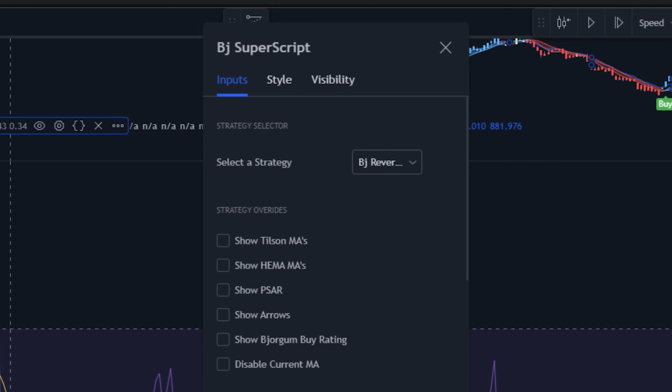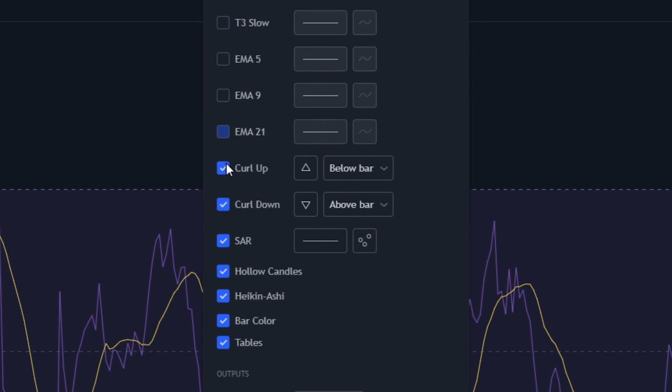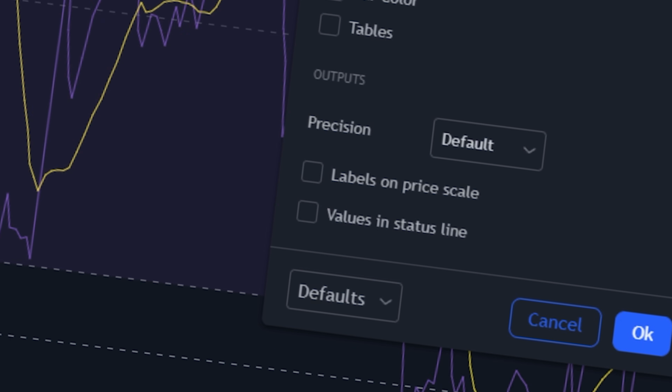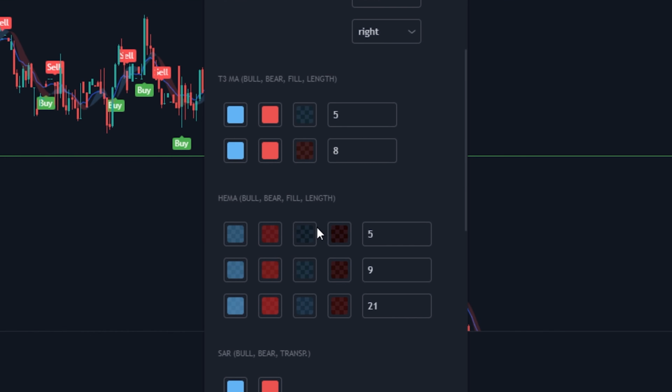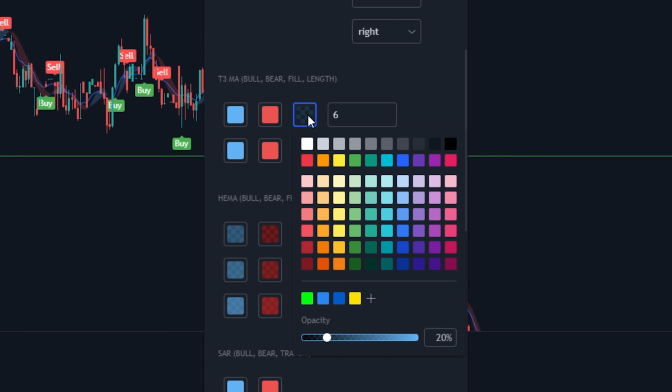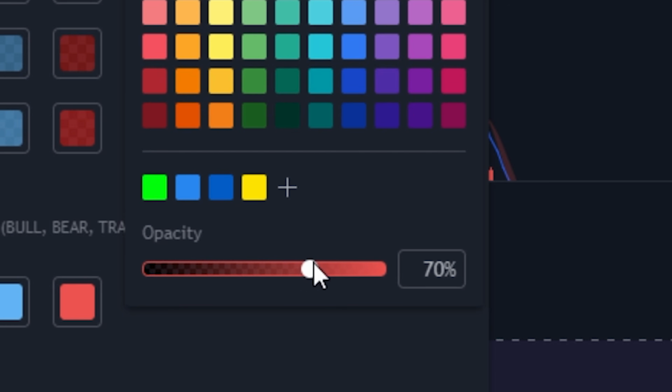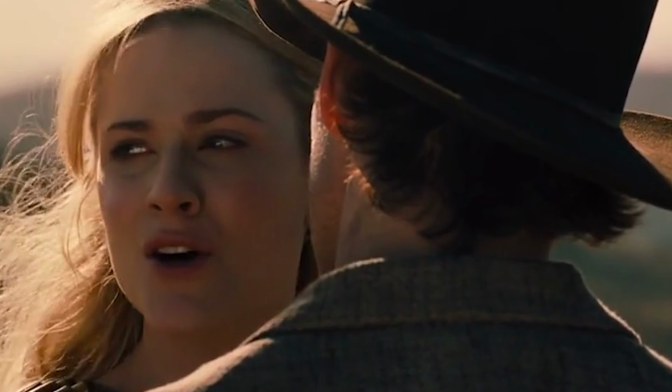Next, let's change the settings to the BJ superscript indicator. Go to the style tab and uncheck every single box. Yes, every single box. Then go to the inputs tab, scroll all the way down to here and change the value from 5 to 6. Then as a personal preference, I'm gonna raise the opacity a bit to our lines so we can see them just a little bit better.